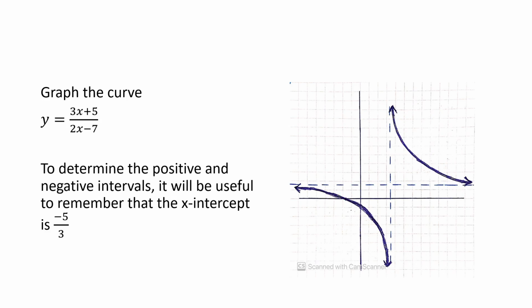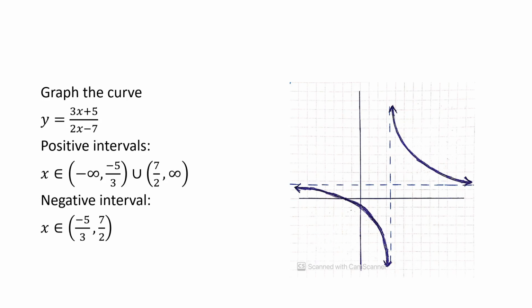Now, to determine the positive and negative intervals, it's useful to remember that the x-intercept is negative 5 over 3. So that x value right there is negative 5/3. Okay, so our positive intervals, I'm showing them in red. All those y coordinates are positive and all of these y coordinates are positive. So we can say negative infinity up to that value of negative 5 over 3 as well as 7 over 2 to positive infinity. Now the negative interval is in between, and that's the portion that is still in blue. That's from an x value of negative 5 over 3 to 7 over 2.